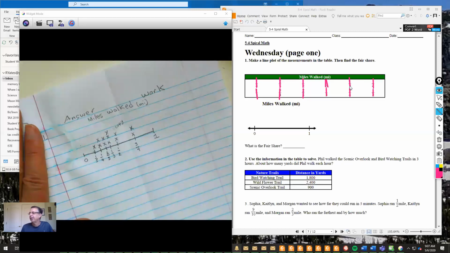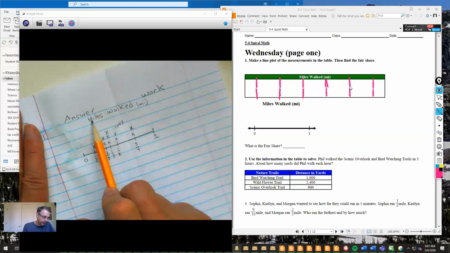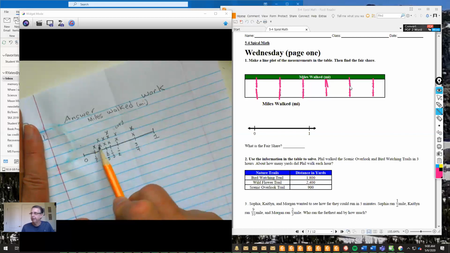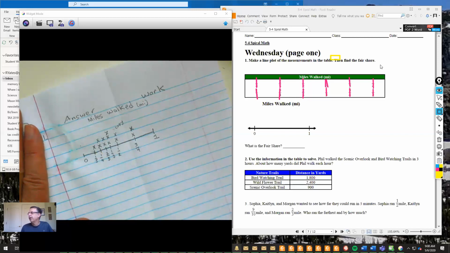Now it's better. So now what I've got is my title, miles walked in miles. I've got all my fractions labeled down below, and I put the X's down to show each person who went each distance. So I'm pretty much done with making my line plot chart, but there is more to do. They also asked to find the fair share. And you see that question down here too. What is the fair share? And that's what we'll do next.